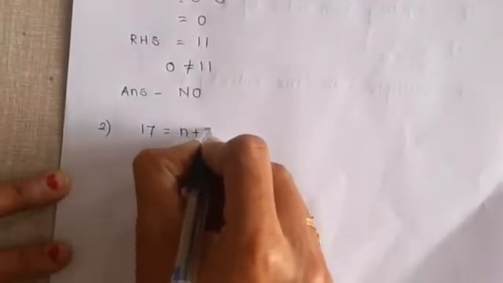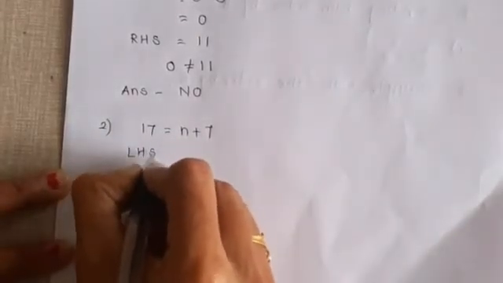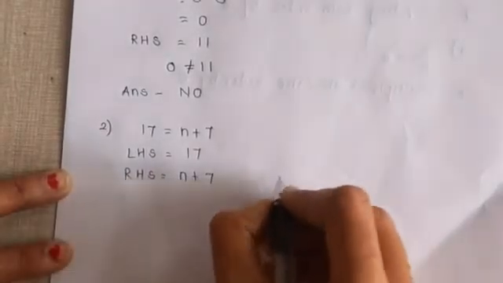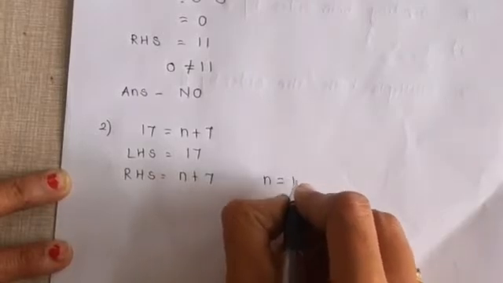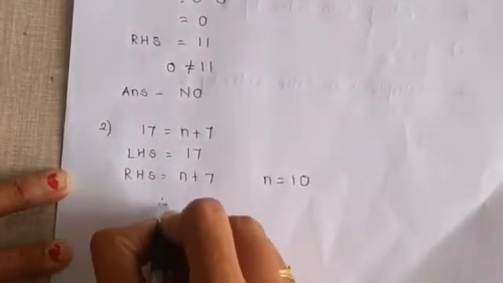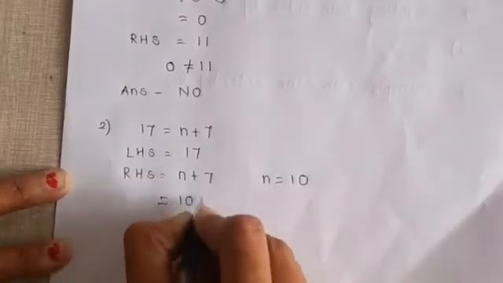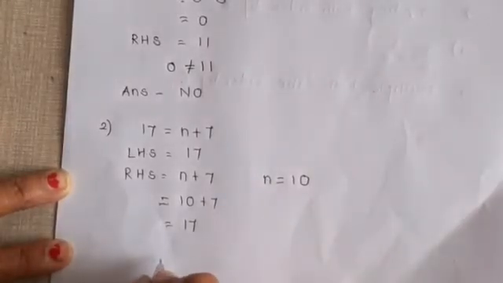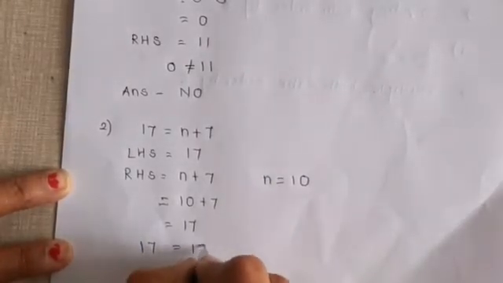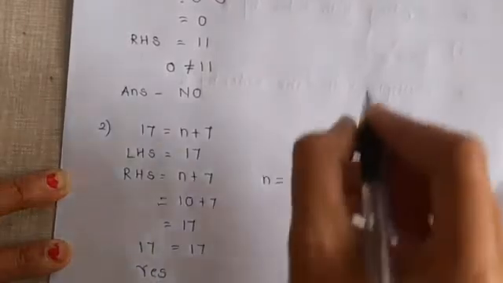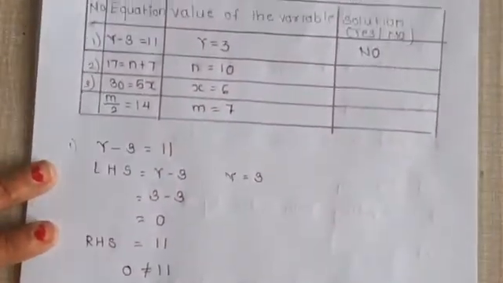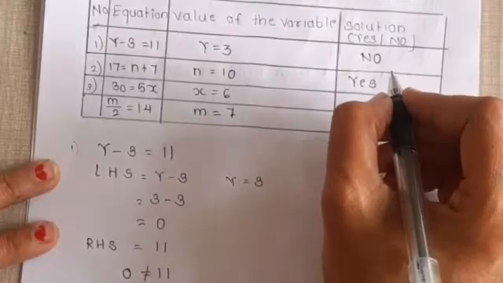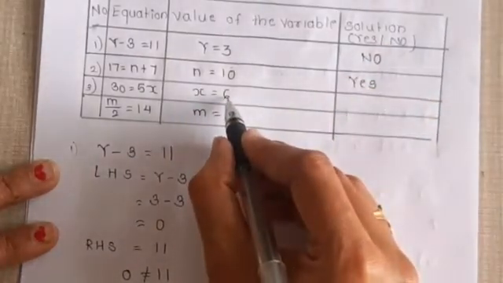17 is equal to n plus 7. What is LHS? 17. And what is RHS? n plus 7. n is equal to 10. What they have given? Value of variable n is equal to 10. So 10 plus 7, 17. LHS is equal to RHS. 17 is equal to 17. Yes. So in the table the solution will be yes. In this way you will write the solution.